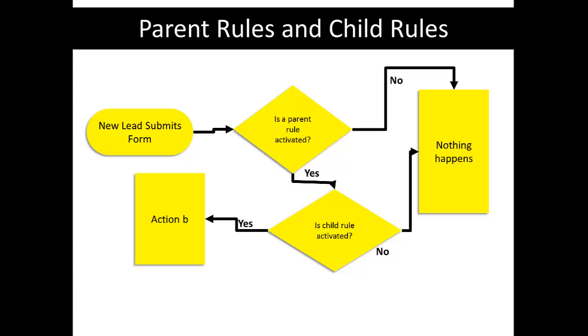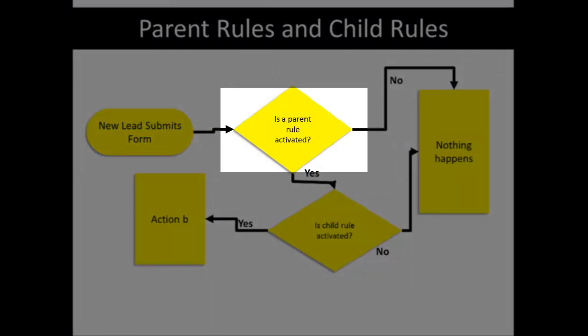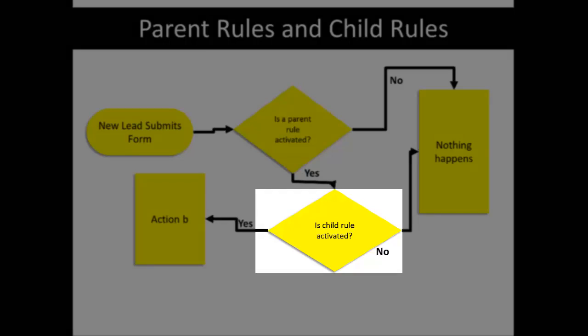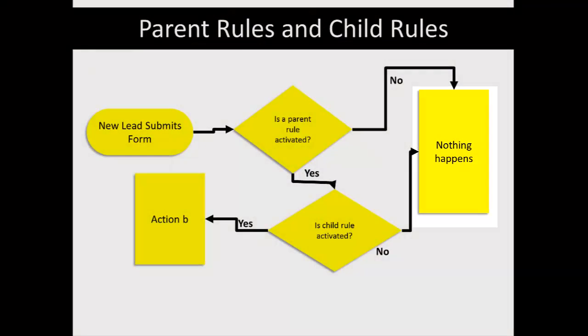Now let's go over what would actually happen. A new lead submits a form. ContactUs checks if a parent rule gets activated. If it does, then ContactUs checks if the child rule turns out to be true, and if that happens, then the action happens for that child rule. If it doesn't happen, nothing happens.